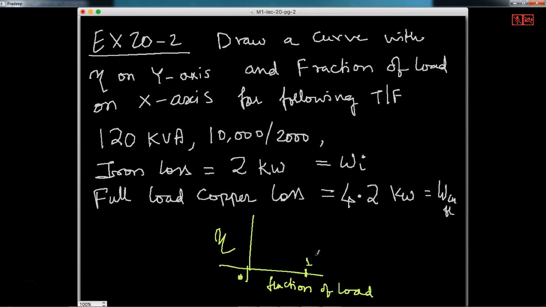And then I can see that 0 represents the no load. So the efficiency of course is 0. So assume power factor equal to 0.8 lag.